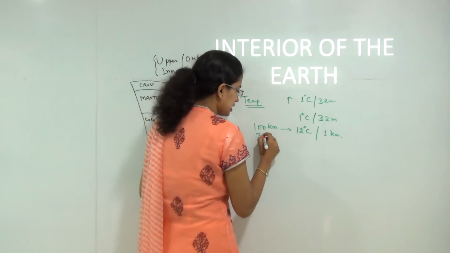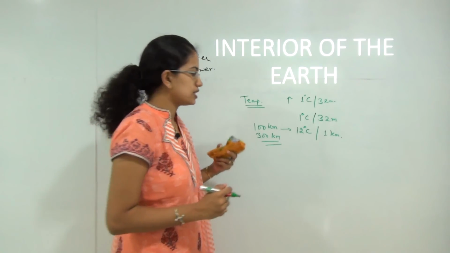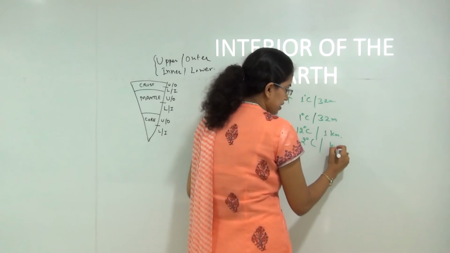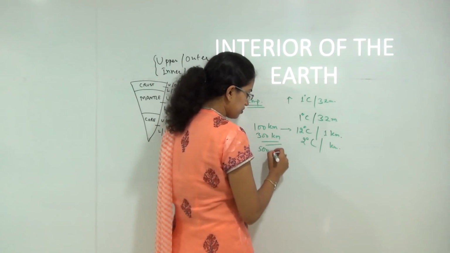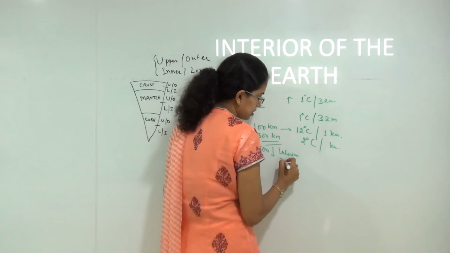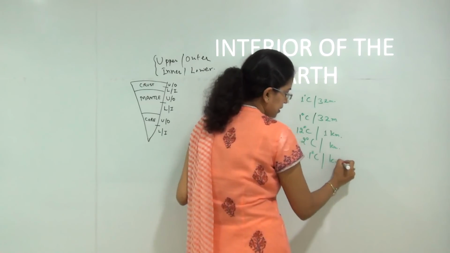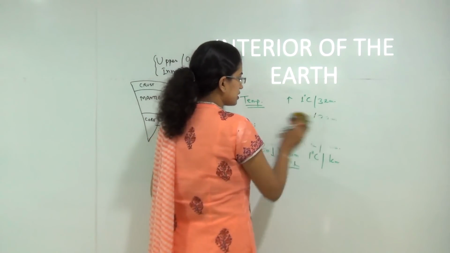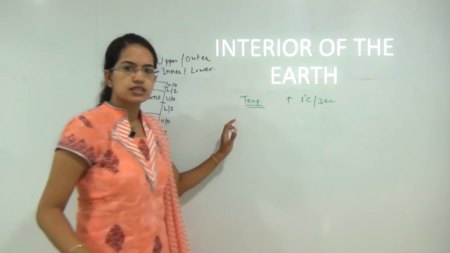For the next 300 kilometers, the rate of temperature increase decreases and it becomes 2 degrees Celsius for every kilometer. And finally, up to the core of the earth, around 3000 kilometers, it would be 1 degree Celsius per kilometer. So this is the pattern of temperature change in the interior of the earth.